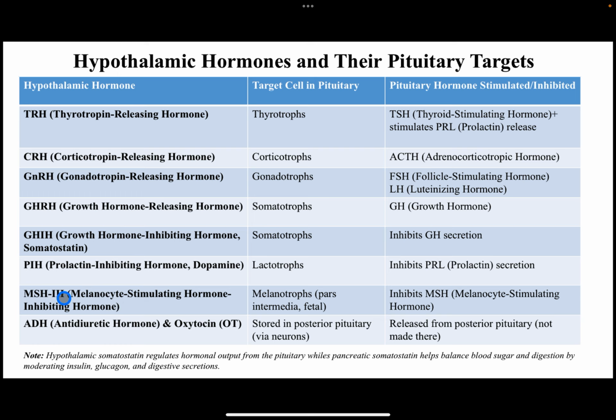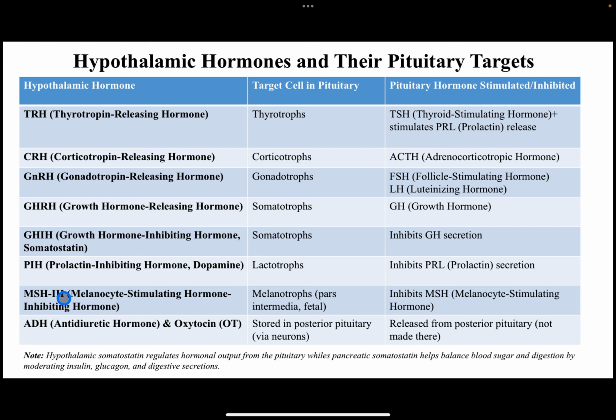Then we have the antidiuretic hormone and oxytocin. These ones are produced in the hypothalamus, but they are actually stored in the posterior pituitary gland. Okay, they are stored in the posterior pituitary gland. And in fact, because they are stored in the posterior pituitary gland, they are released from the posterior pituitary. Is that okay? So they are not made in the posterior pituitary, but they are released from the posterior pituitary. Remember that.